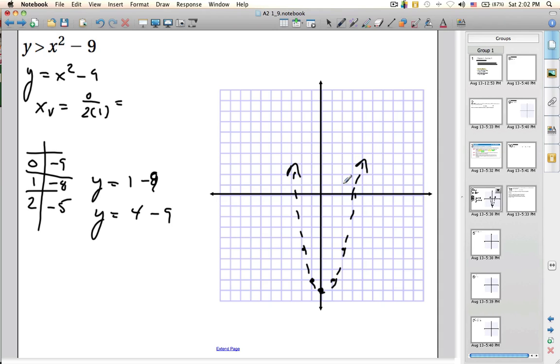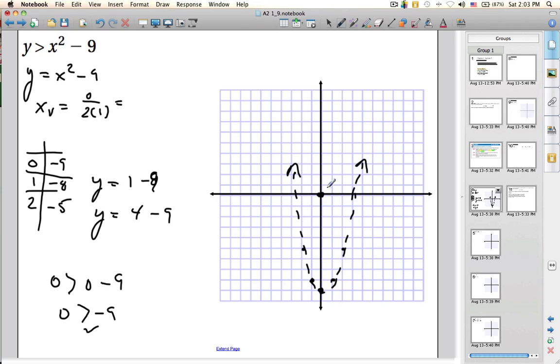And now I have to decide where to shade. Now what the book suggests is that you test a point inside the parabola, so I could pick 0, 0, that's my favorite point, and plug it in. So y would be 0 when x is 0, right? And is 0 greater than -9? Yes, it is. So I know that inside the parabola is the solution area.